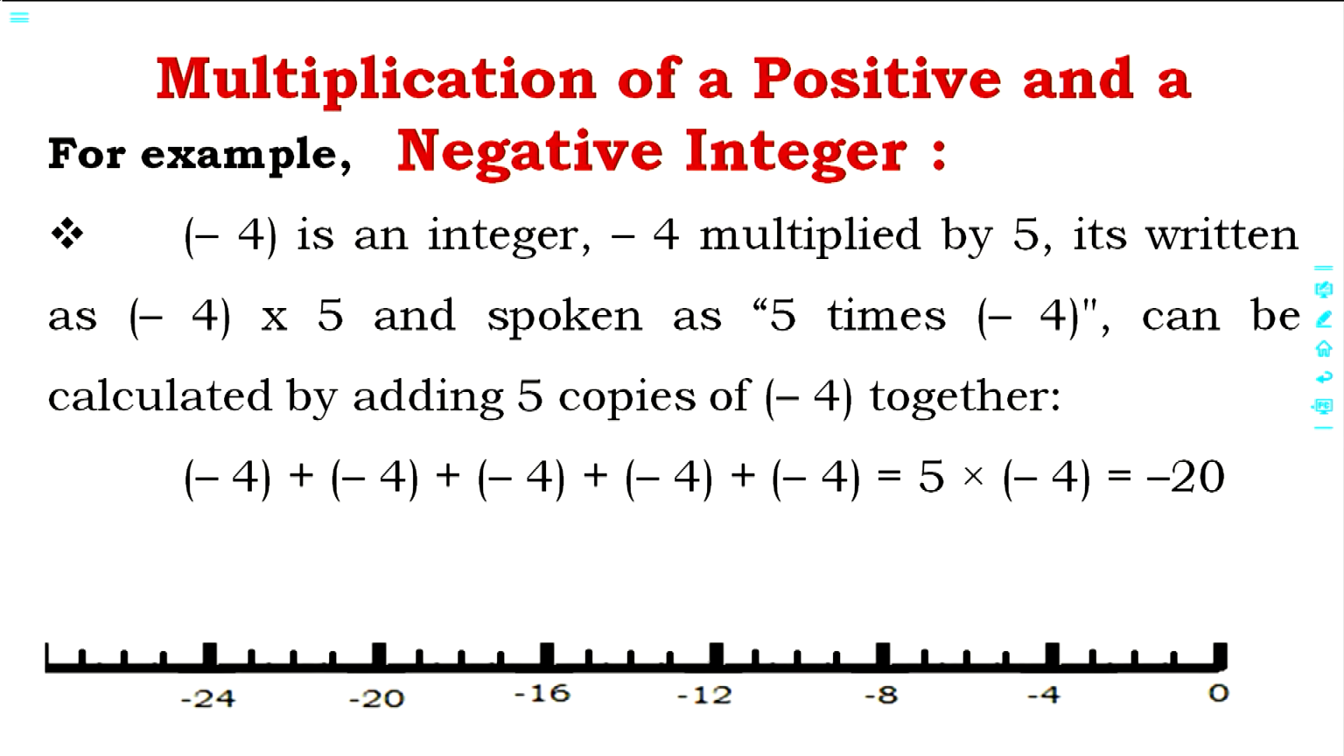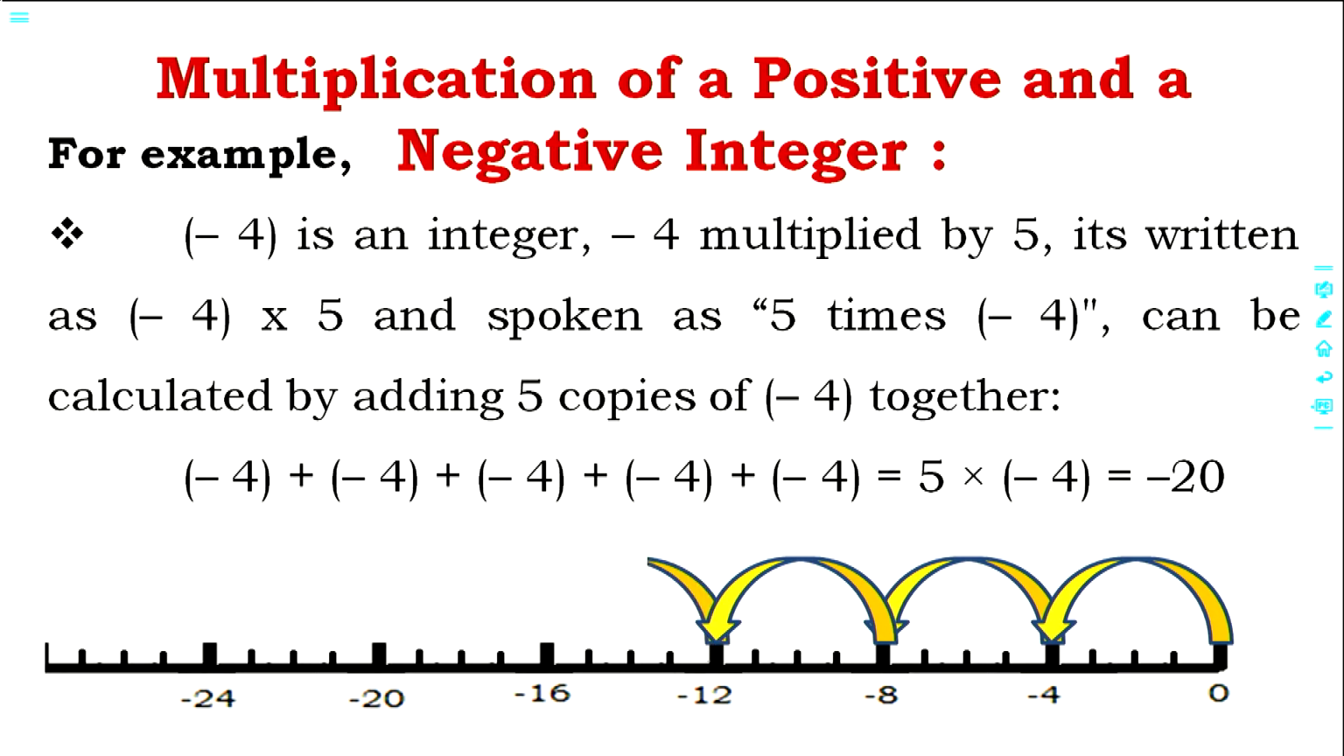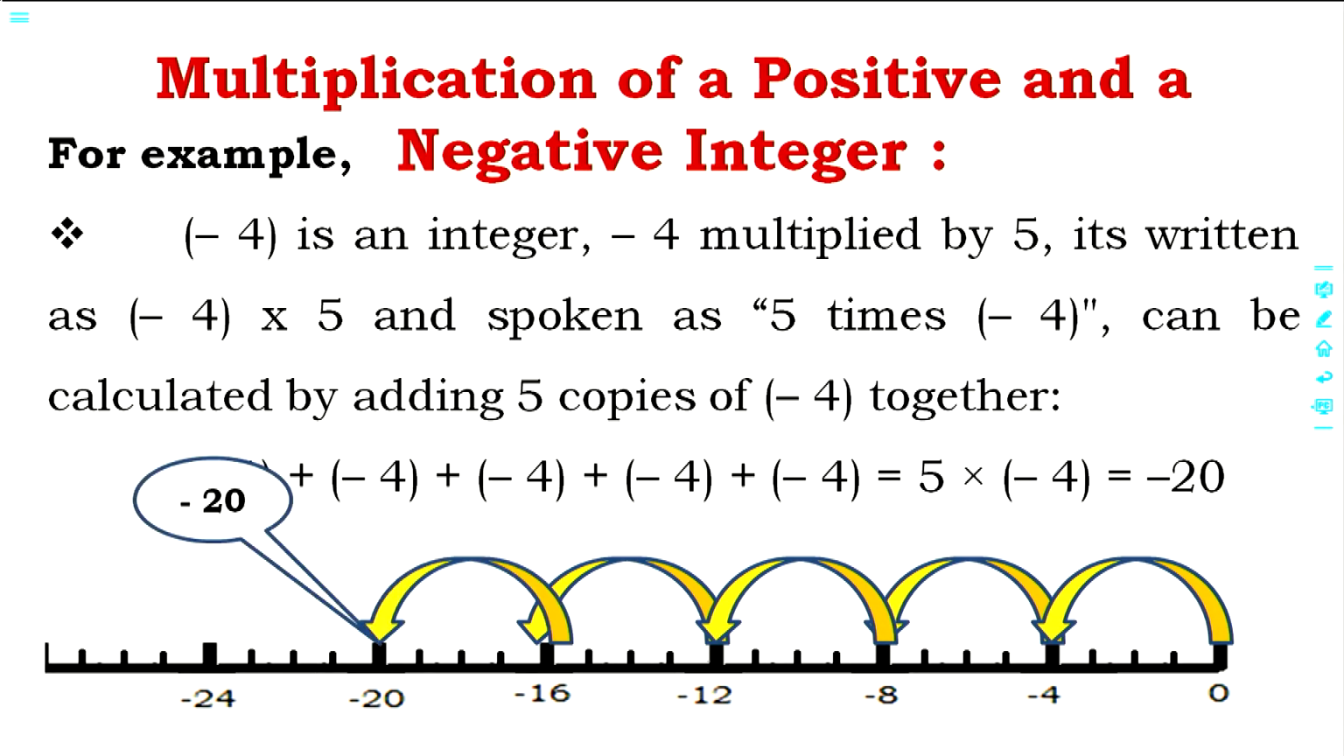See the number line: 0, minus 1, minus 2, minus 3, minus 4, and so on. This is the negative integers number line. From 0 to minus 4, that is the first one. The second one, once again minus 4, gives minus 8. Minus 8 plus minus 4 is minus 12. Minus 12 add minus 4 is minus 16. Then minus 16 plus minus 4 is minus 20. Yes, very good. Minus 20 is the answer.